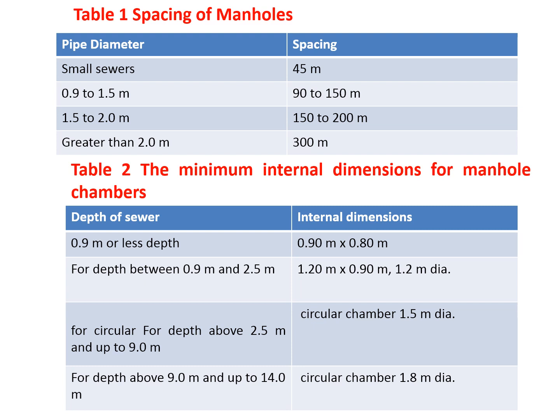For 0.9 meter or less depth, the internal dimension may be 0.9 by 0.8 meter. For depth between 0.9 and 2.5 it is 1.2 by 0.9 or 1.2 meter diameter. For circular sewers with depth above 2.5 meter and up to 9 meter, a circular chamber of 1.5 meter diameter, and for depth above 9 meter and up to 14 meter, a circular chamber having a diameter of 1.8 meter. Internal dimensions are to be provided for efficient cleaning and maintenance.